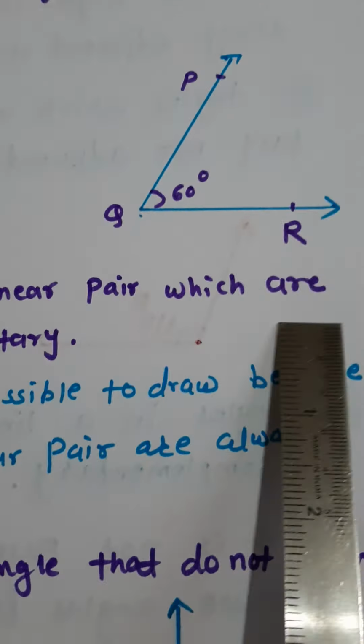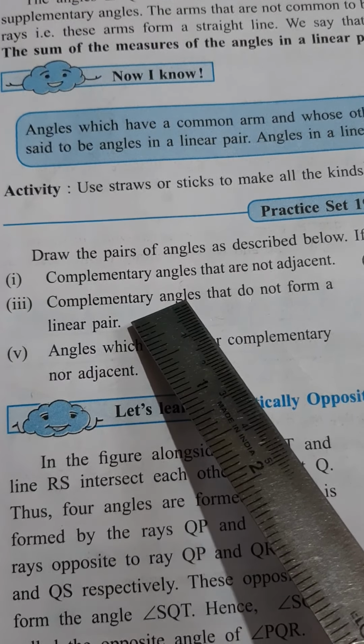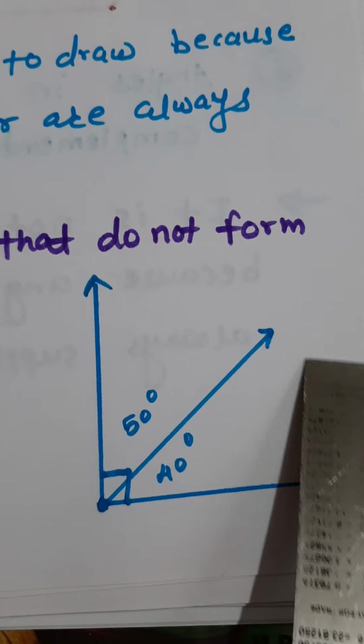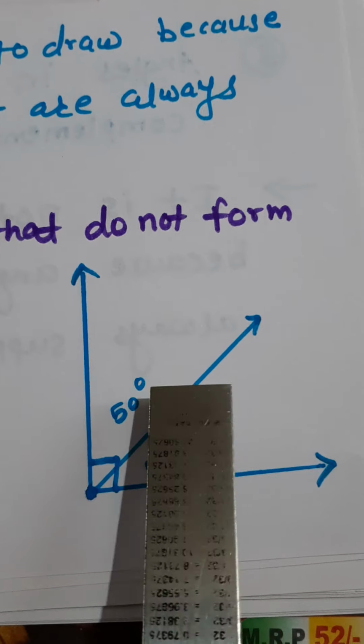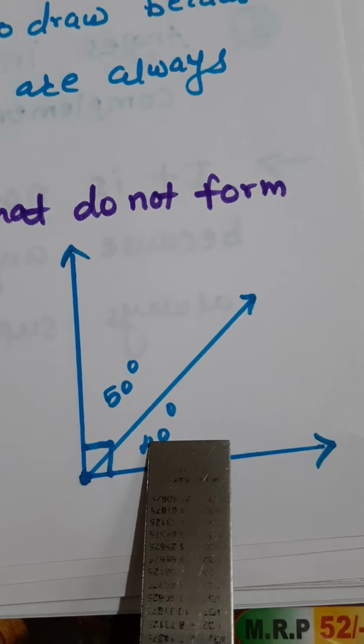Complementary angles that do not form a linear pair. So here we want the angles complementary, meaning their addition should be 90 degrees, and not forming a linear pair. So it is possible to draw. You draw in this way. Here I have drawn one 90 degree angle and drawn one ray inside. So we got two adjacent angles, one 50 degrees, one 40 degrees.